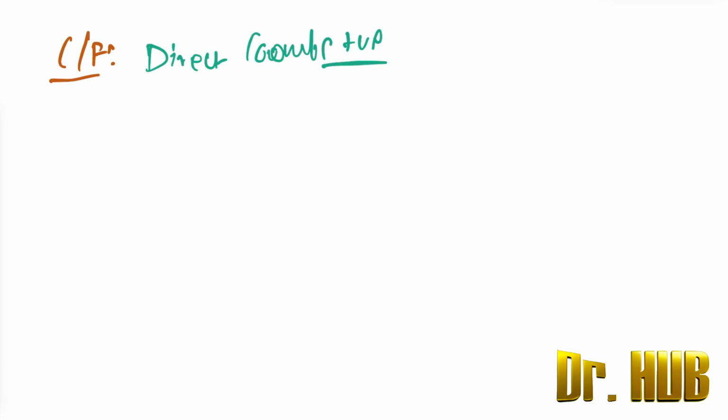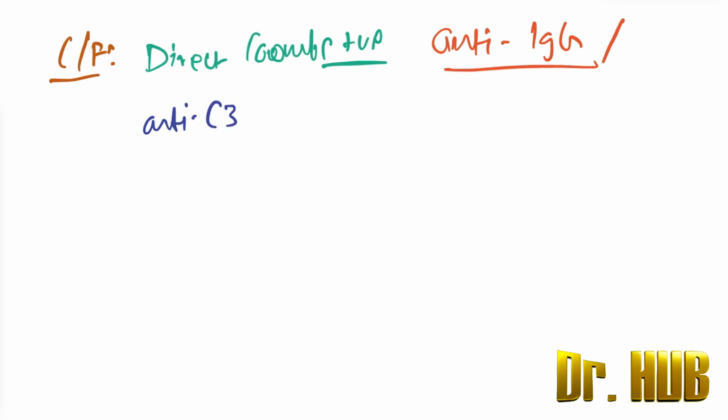Now let's look at how the patient presents to us. So the clinical presentation: there is a direct Coombs positive, and this is with anti-IgG. Next comes the presence of anti-C3. So there is anti-IgG, there is anti-C3, or it can be both.